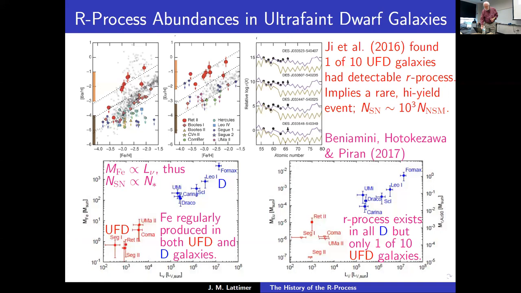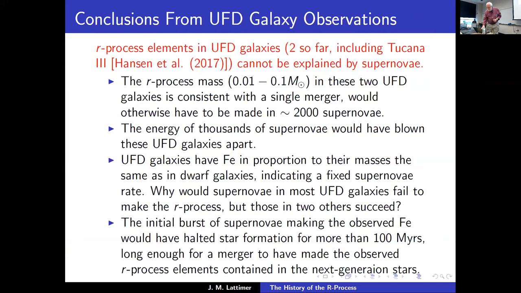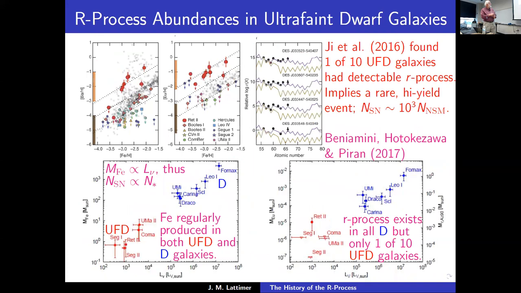So this just summarizes what I just said. Oh, these are individual stars in those galaxies. The brightest stars in those galaxies. That's true, so they only look at the brightest stars in these systems. Yes. These are for the estimated amount of iron in the whole system, from summing over all the observed stars.